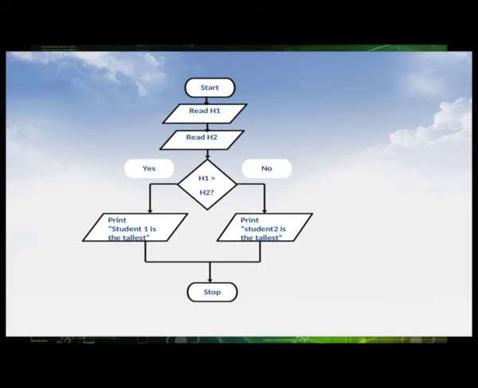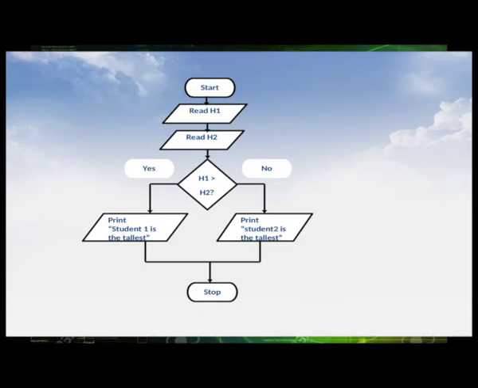Now let us draw one more flowchart using decision box. Given the height of two students in centimeters, you want to find the tallest student among them. Here comes the flowchart for this problem. Here we see a flowchart to find the tallest student among two students in a class.